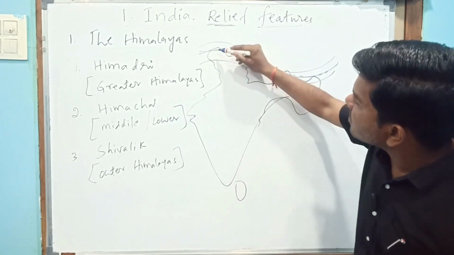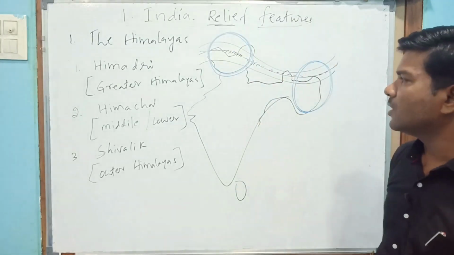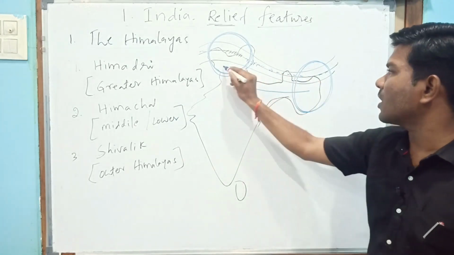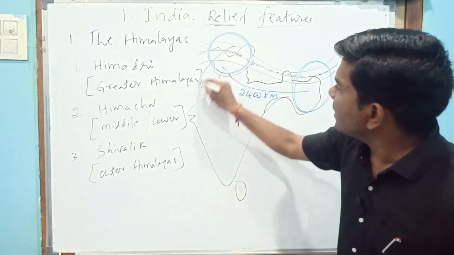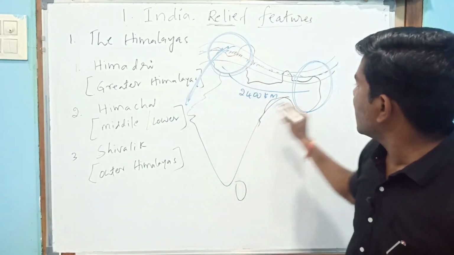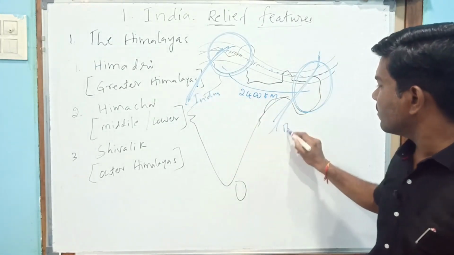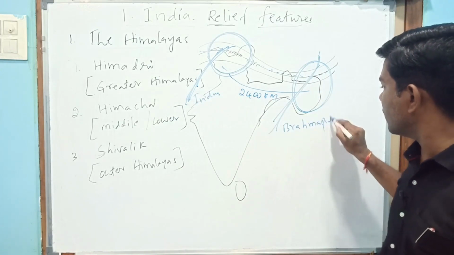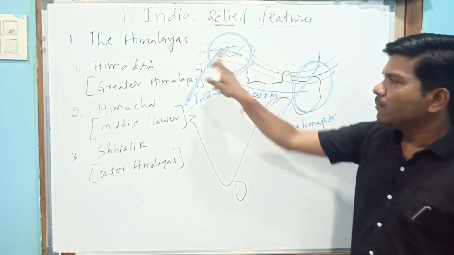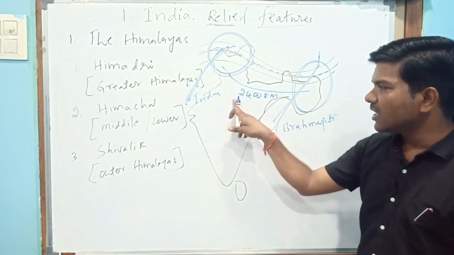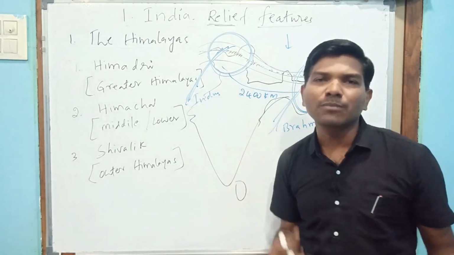As I mentioned, this area is Jammu Kashmir, and this area is Arunachal Pradesh. From Jammu Kashmir to Arunachal Pradesh, it is 2400 kilometers long. Here is the Indus River, and here is the Brahmaputra River. The Himalayas are located between the Indus and the Brahmaputra, between Jammu Kashmir and Arunachal Pradesh. The length is 2400 kilometers, and they are formed in an arch shape.